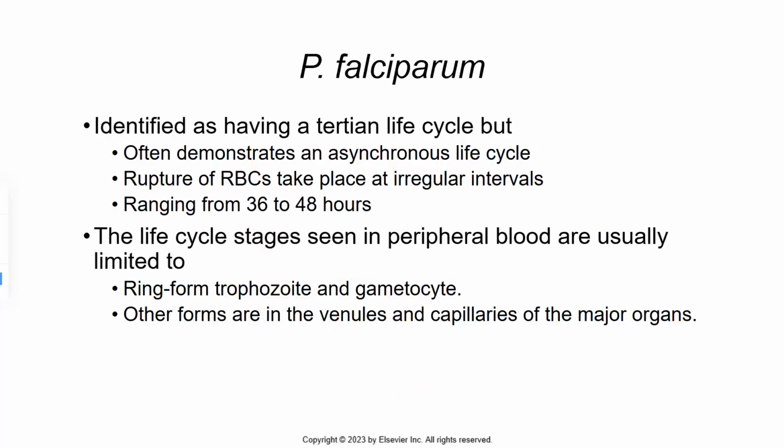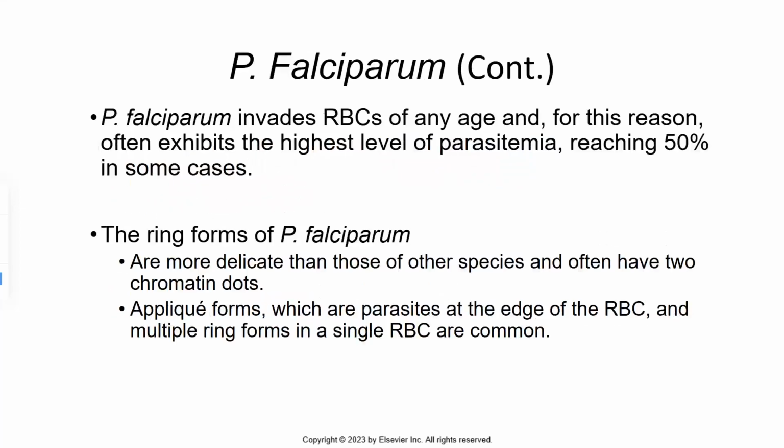P. falciparum, identified as having a tertian life cycle, but often demonstrates an asynchronous life cycle. Rupture of red blood cells takes place at irregular intervals, ranging from 36 to 48 hours. The life cycle stages seen in peripheral blood are usually limited to ring form, trophozoite, and gametocyte. Other forms are in the venules and capillaries of the major organs. P. falciparum invades red blood cells of any age and for this reason often exhibits the highest level of parasitemia, reaching 50% in some cases.